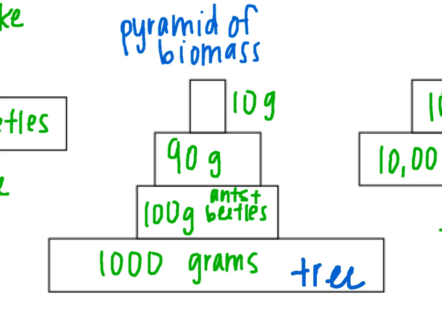Now remember, this is counting not just the mass of one bird, but the mass of all 10 birds, so they weigh 9 grams apiece. And then the mass of the snake is going to be 10 grams. And notice the width of the piece of the pyramid represents how much. So we start wide at the bottom and get narrower as we go up.